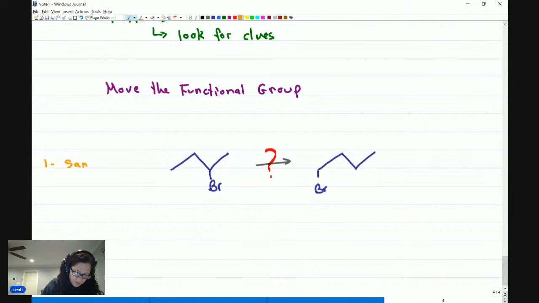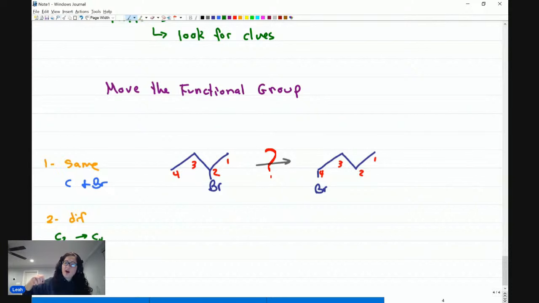So question one, what is the same? I have 4 carbons, I have 4 carbons, I have a bromine, I have a bromine. So it's the number of carbons and the bromine. But what is different in this case is that the bromine moved 1, 2, 3, 4. So the bromine seems to have moved from carbon 2 to carbon 4. Do I need to find a way to move that bromine 2 positions over? Is that the issue we're currently faced with?